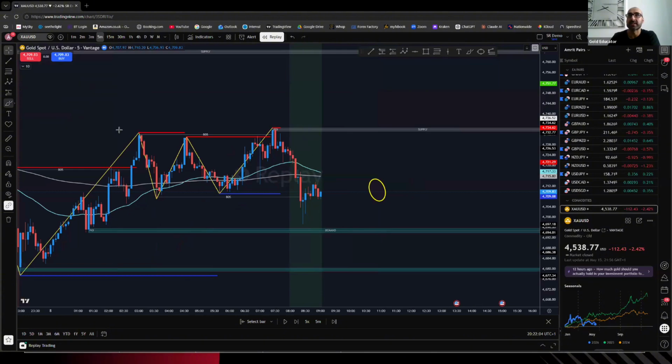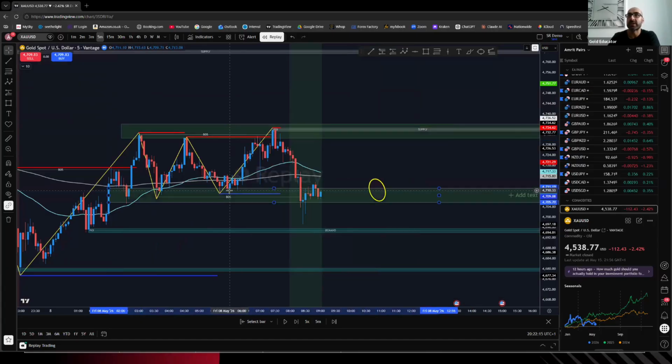So can you see that there's, where's my little rectangle thing? So you can see there's a zone here. If I just clone that, you can see there's another zone sort of playing around here. So market sort of bouncing between these two zones.